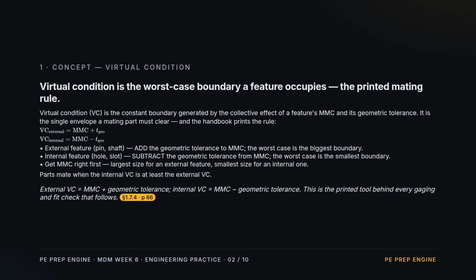Concept: virtual condition. It's the worst-case boundary a feature occupies once you fold in its maximum material size and its geometric tolerance. The handbook prints the rule. For an external feature, add the tolerance to maximum material. For an internal feature, subtract it. Get maximum material right first. Largest for a shaft, smallest for a hole. Parts mate when the internal boundary is at least the external one.